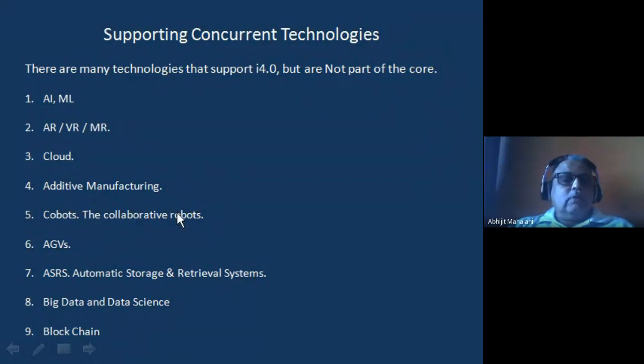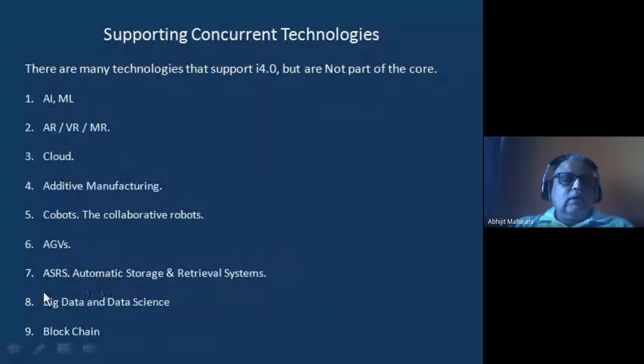colliding with people. Then there are AGVs, the auto-guided vehicles. Today you will find helpers carrying material on pallet trucks or forklift trucks. All those things can be autonomously done using AGVs. ASRS is another system, automatic storage and retrieval systems, where the store part of your business will be automated completely.